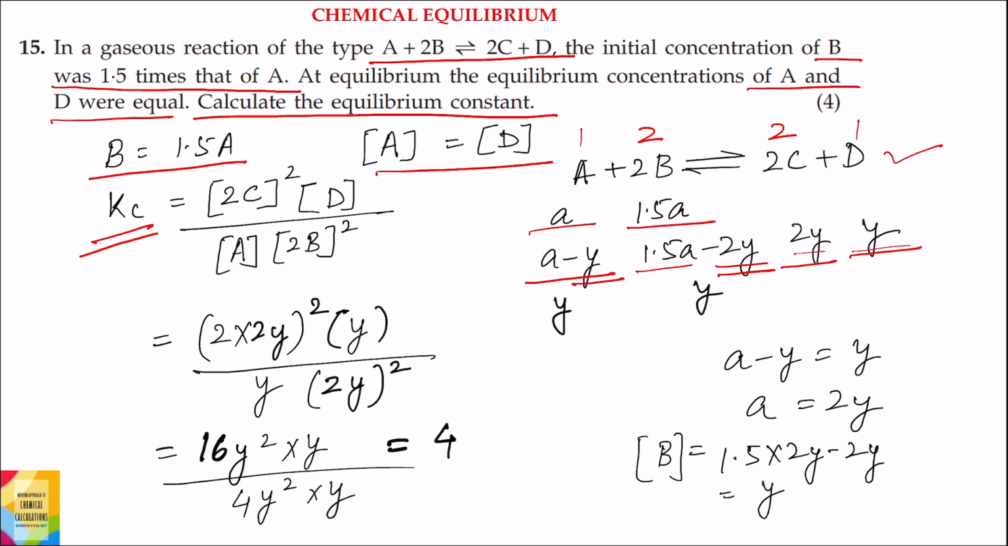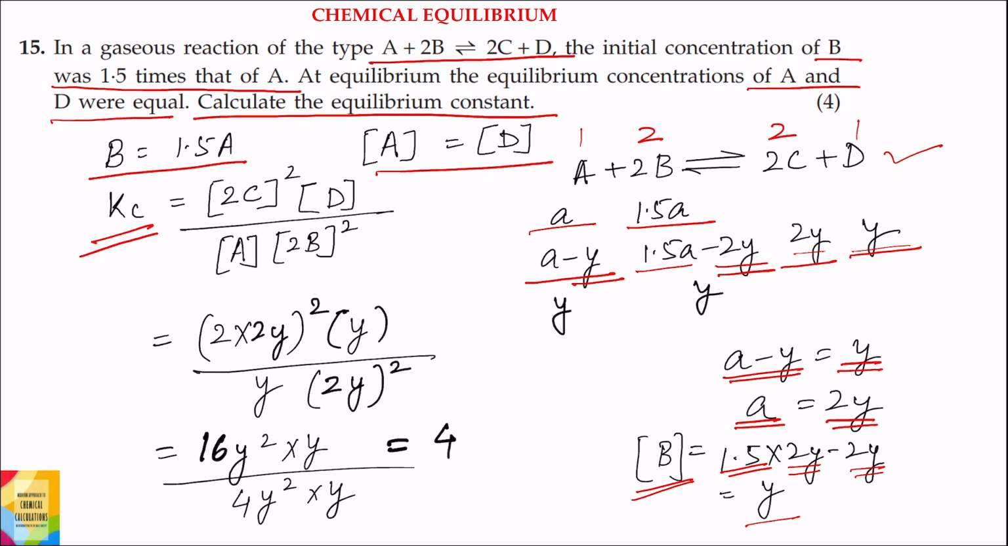Now it is given that concentration of A is same as that of D, so A minus Y is equal to Y, therefore A is equal to 2Y and B is equal to 1.5 into A minus 2Y, so equilibrium concentration of B will be equal to 1.5 into 2Y minus 2Y, which is equal to Y.